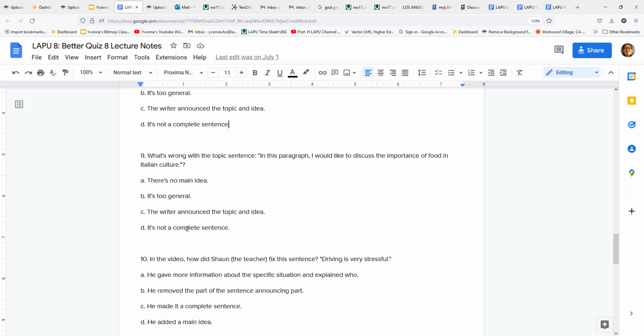What's wrong with this topic sentence? "In this paragraph, I would like to discuss the importance of food in Italian culture." The answer to this one is C. Here the writer announced the topic and idea. That means you have too much: "In this paragraph I would like to discuss." We don't need all of that because those are unnecessary words.